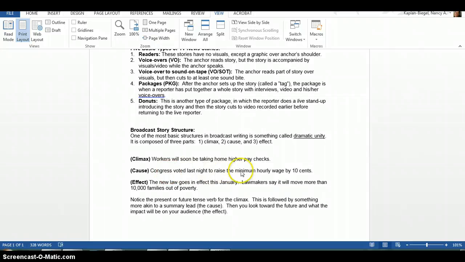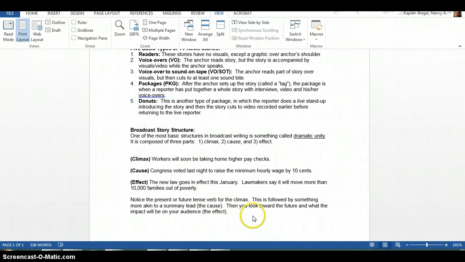So this sentence right here kind of sounds a lot like what we would write as a summary lead in print. So that's one way you can think of it. Notice it's in past tense. It's kind of following that structure a little bit. And then the impact or the effect on particularly your audience. Again, notice that everything's in present in terms of the first sentence, or it is in present or future tense. The rest of the stuff can be in past tense.